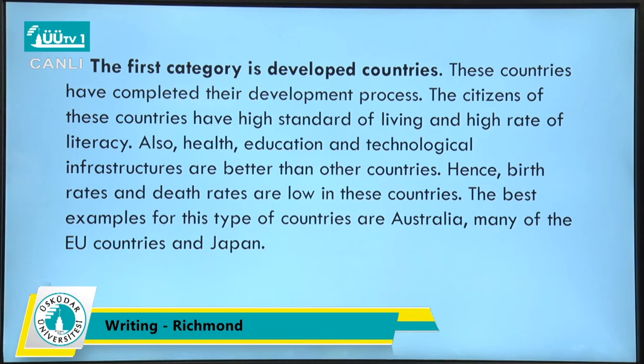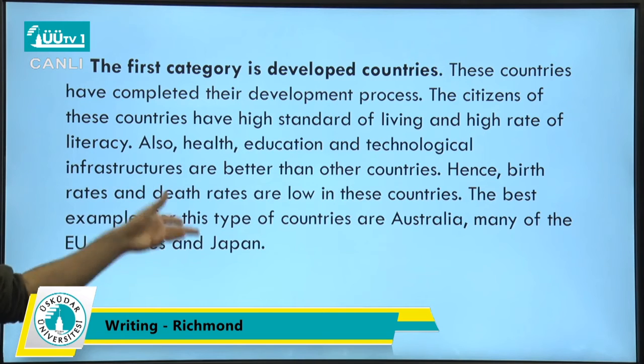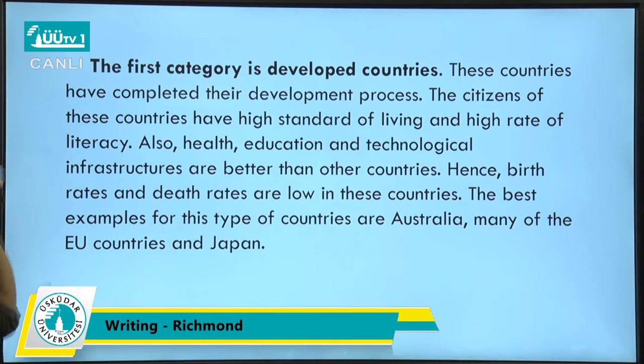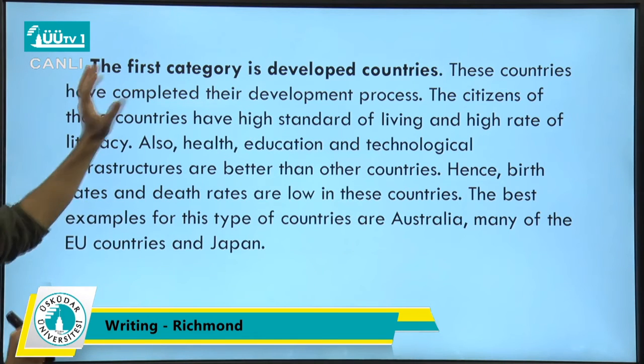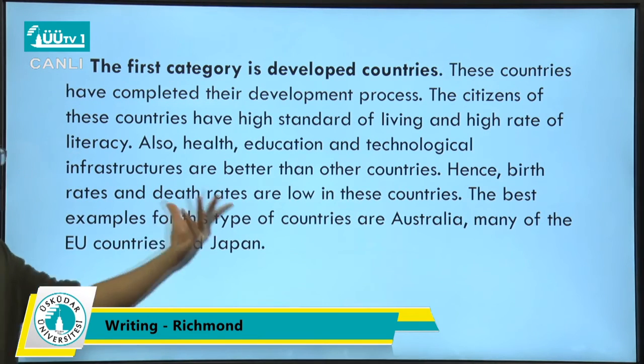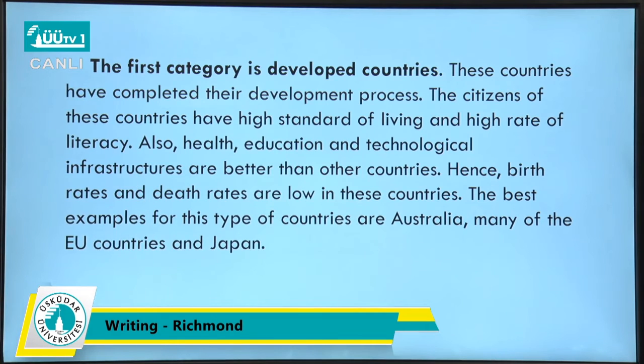The citizens of these countries have high standard of living and high rates of literacy. Also, health, education and technological infrastructures are better than other countries. Hence, birth rates and death rates are low in these countries. The best example for this type of countries are Australia, many of the EU countries, and Japan, right? Developed countries. So in 3 or 4 sentences, this person has explained this category very clearly and gave us examples, gave us information. It expanded on the idea of developed countries.